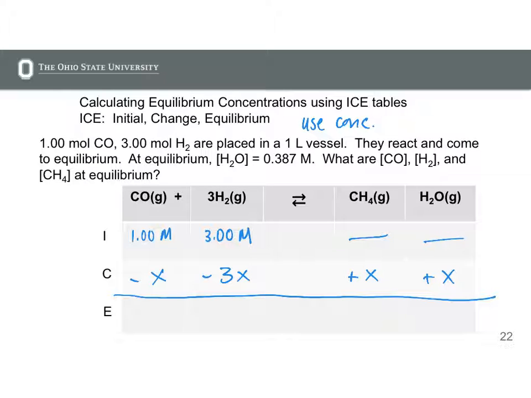So at equilibrium for CO, we have 1 minus x for the concentration. For hydrogen, we have 3 minus 3x. For methane, we have x. And for water, we also have x.